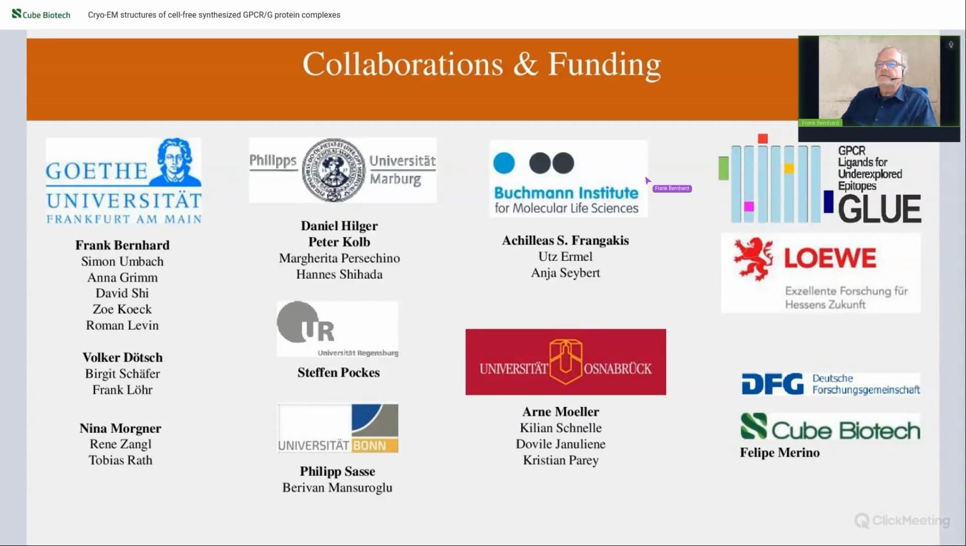At the end, I would like to thank our collaboration partners from Frankfurt University, in the group of Nina Morgner, who helped us with the native mass spectrometry. These people helped us with the Cryo-EM structure evaluation of the GPCRs. Felipe Merino helped us with the Cryo-EM structure of the beta-adrenergic receptor. Philipp Sasse provided us with primary cells, and these are our funding organizations. And I thank you for your attention.